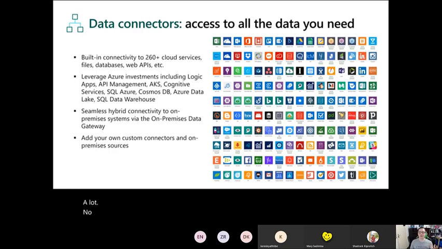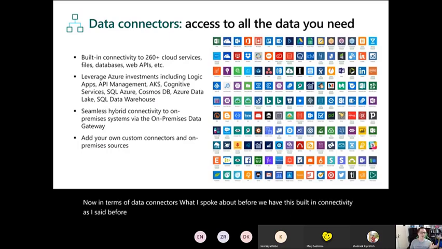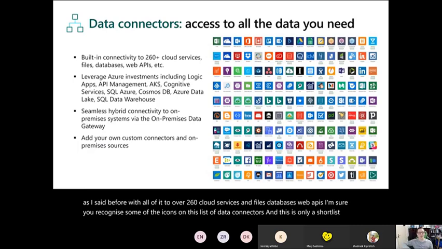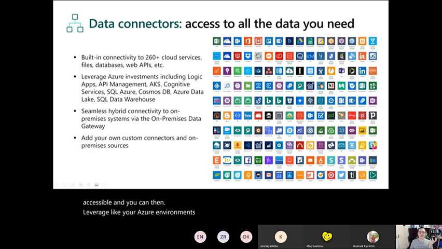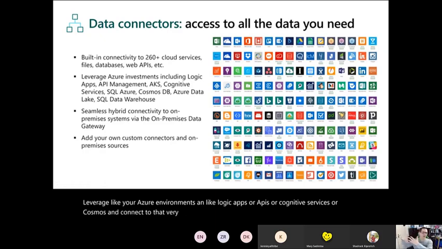Now, in terms of data connectors, what I spoke about before, we have this built-in connectivity with over 260 cloud services and files, databases, web APIs. I'm sure you recognize some of the icons on this list of data connectors, and this is only a short list. The actual list is way more extensive, but everything that you create in Office 365 is already accessible, and you can then leverage your Azure environments and Logic Apps or APIs or cognitive services or Cosmos, and connect to that very easily from all the different parts of the platform.